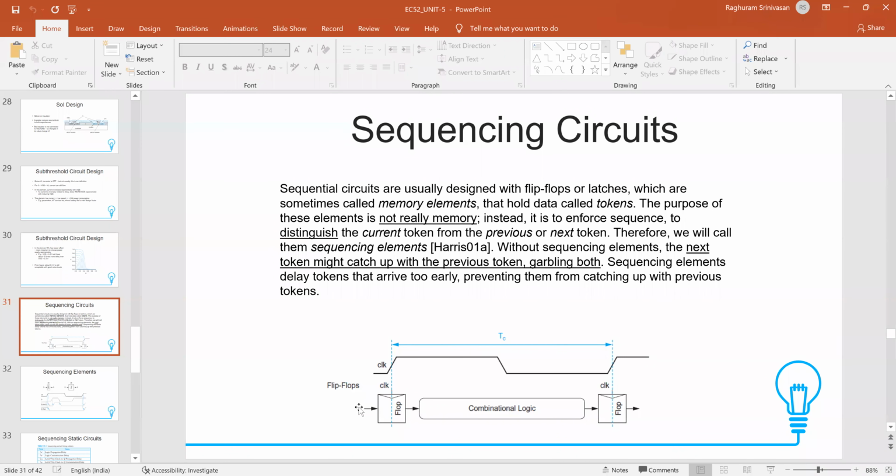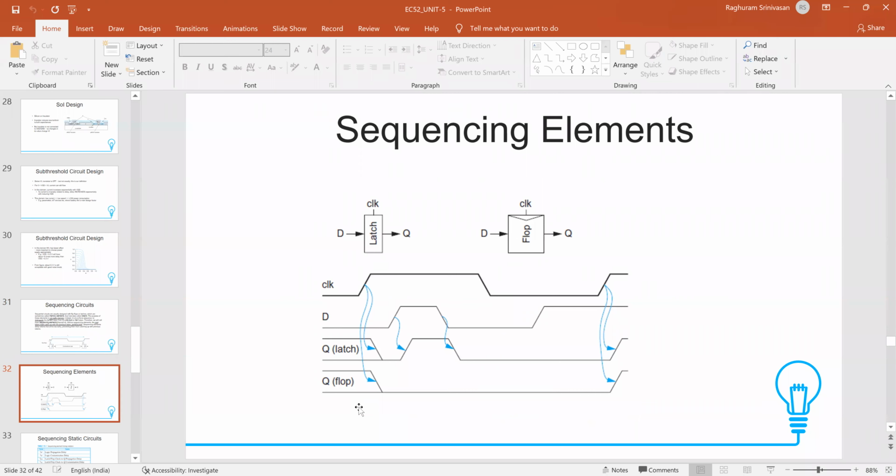Let us look at some definitions. Again, not too much calculation or anything, just some simple definitions. So we have two different elements here. You might have seen this in previous units. We have one element called the latch, and the other element is called a flip-flop, and they're just showing some sample waveforms for the latch and the flip-flop.